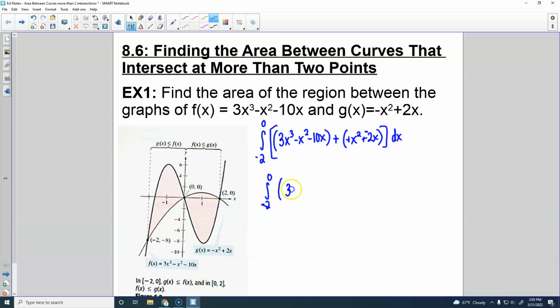So we'd have 3x cubed. The x squared terms are going to cancel. And then we'll get minus 12x dx. I distributed that negative to that -2x, so I got -10x and a -2x that I put together to get that -12. Well, there's a negative right here where it was a plus 2x, and I distributed this negative that was here, which gave me that negative right there.